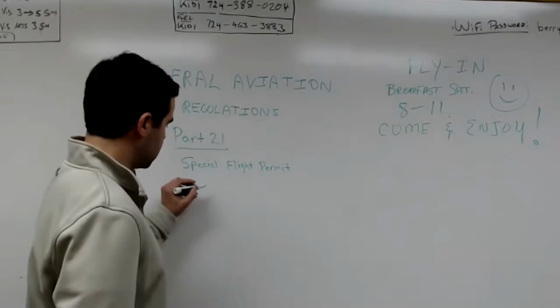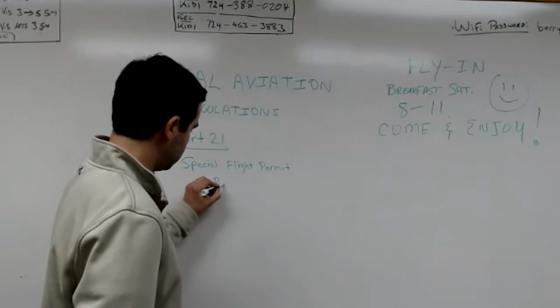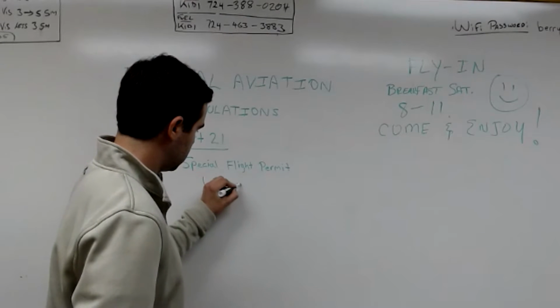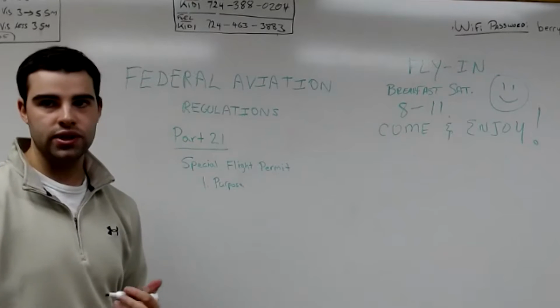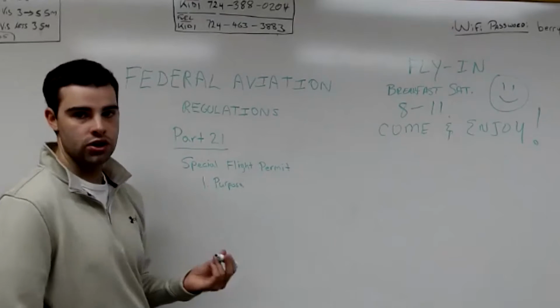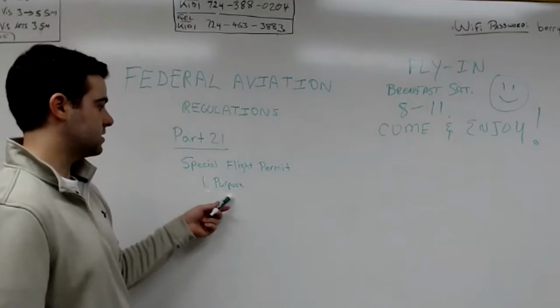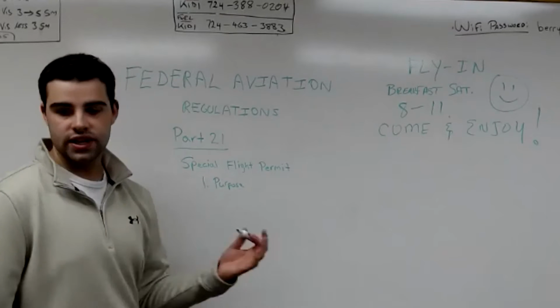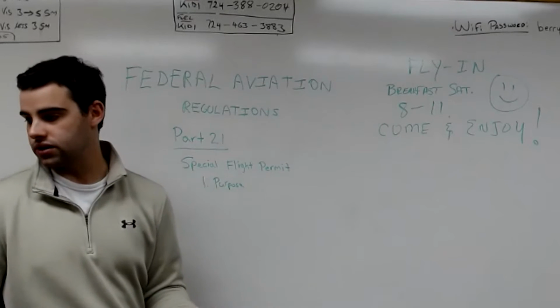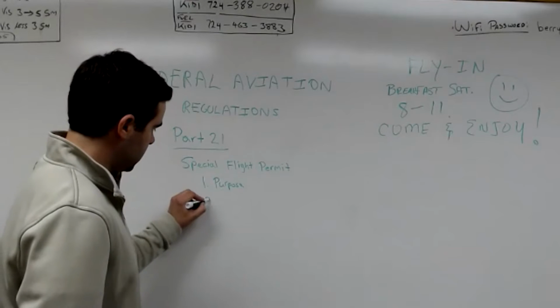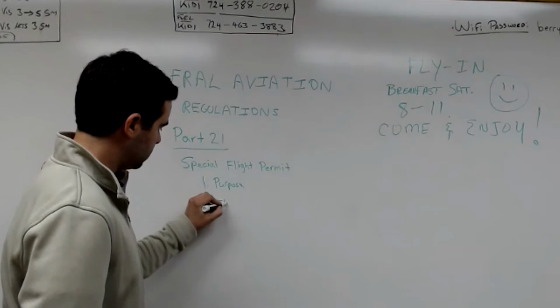So for example, they're going to need to know the purpose of the flight. Let's use the example of the airplane that we have to evacuate before a hurricane comes. So our purpose, we're going to tell the FAA, is I have to get it out of this airport or the airplane is going to become totally destroyed. The next one is an itinerary.